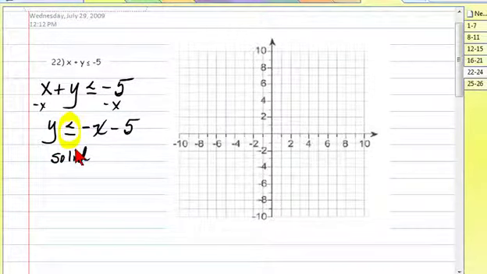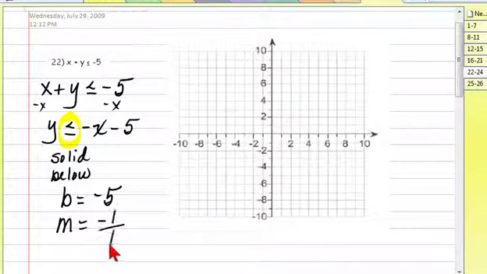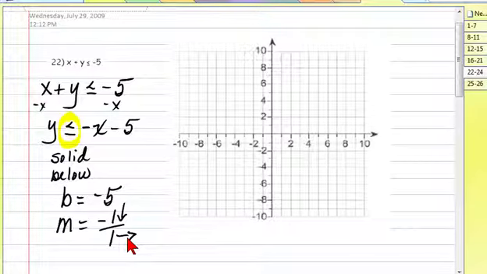When I shade, because it's a less than or equal to, will I shade above or below the line? Below. When I draw this solid line, where will I begin? At -5 on the y-axis. The slope is -1 over 1, which says down 1, right 1. The coefficient of x, although it's not written, is an implied -1, and then I put it over 1. So I like slope-intercept.